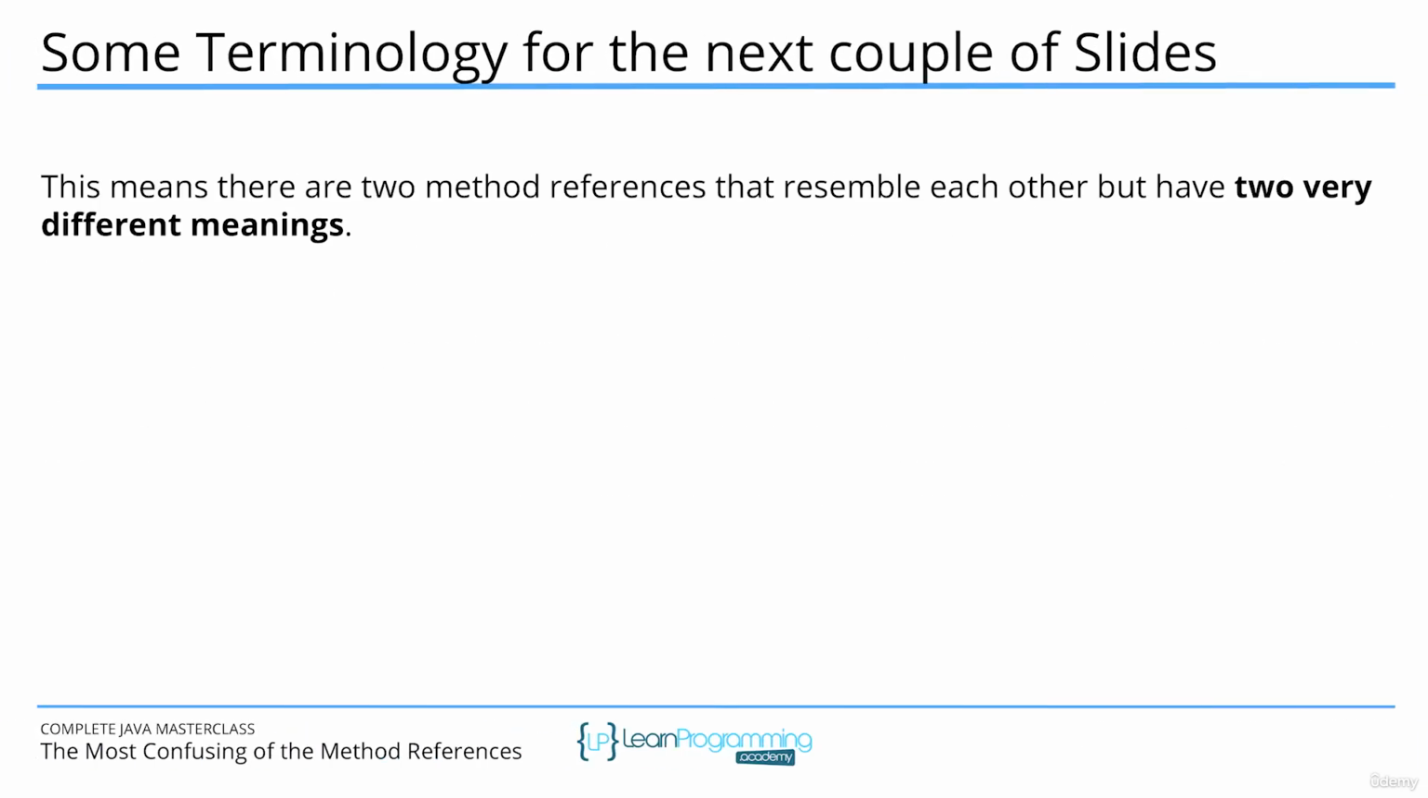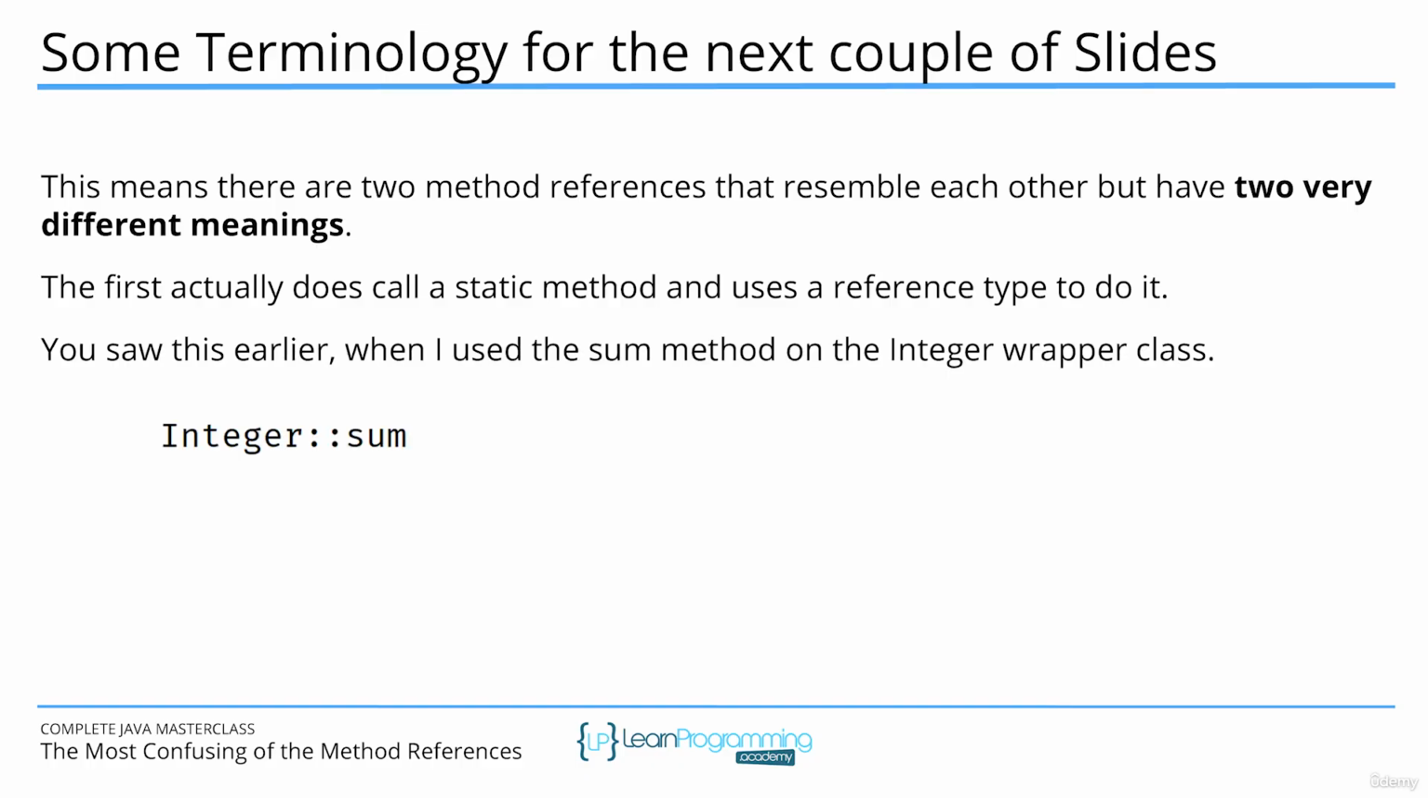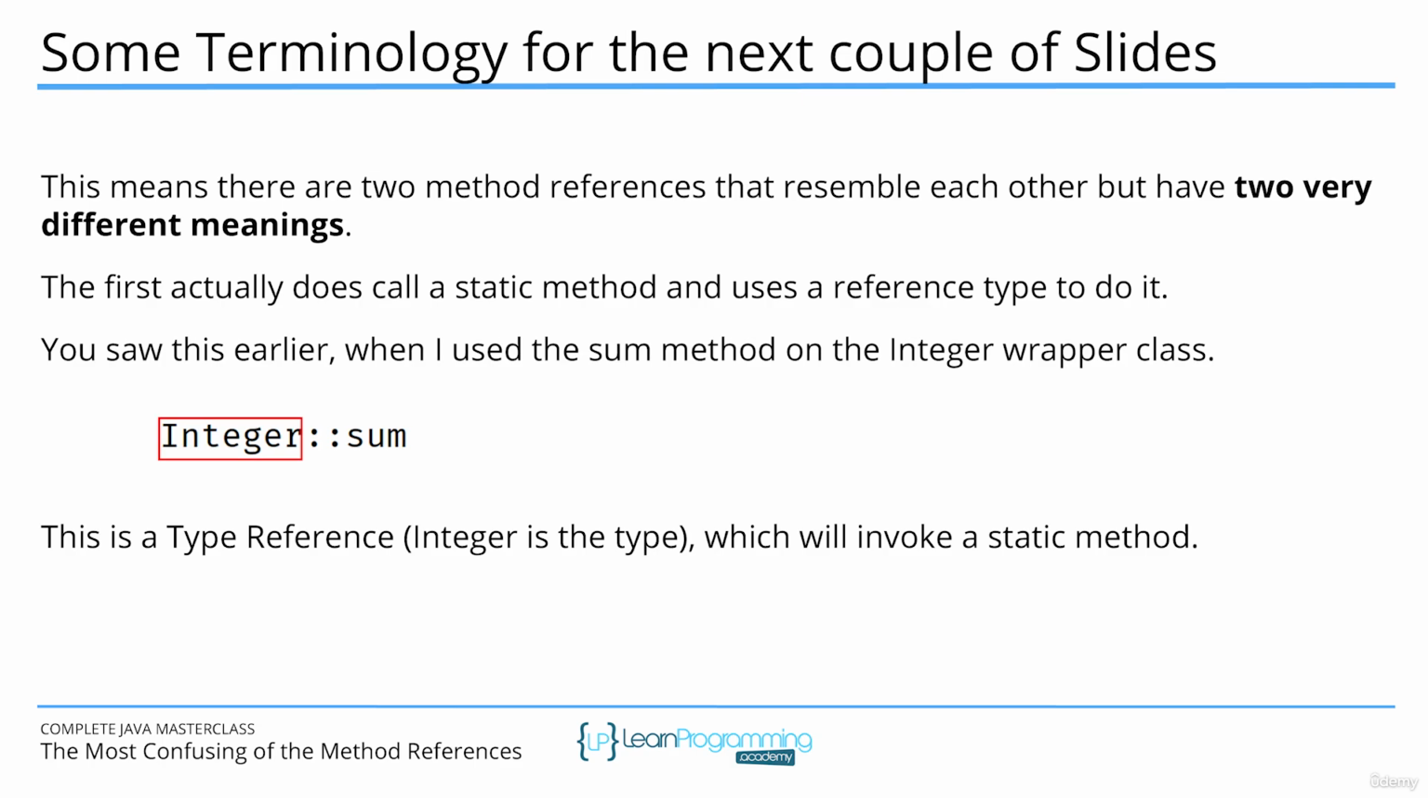This means there are 2 method references that resemble each other but have 2 very different meanings. The first actually does call a static method and uses a reference type to do it. You saw this earlier when I used the sum method on the Integer wrapper class. This is a type reference. Integer is the type, which will invoke a static method. This is easy to understand.